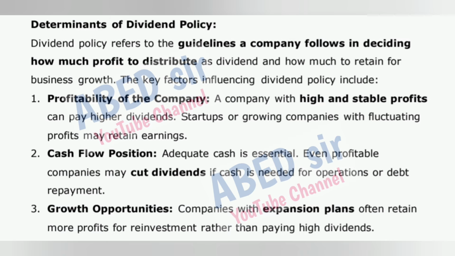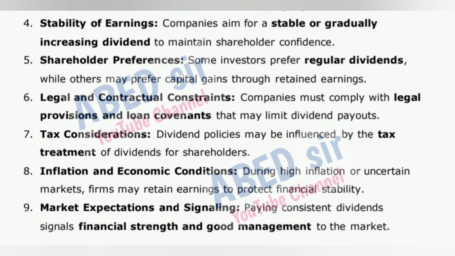3. Growth opportunities. Companies with expansion plans often retain more profits for reinvestment rather than paying high dividends. 4. Stability of earnings. Companies aim for a stable or gradually increasing dividend to maintain shareholder confidence. 5. Shareholder preferences. Some investors prefer regular dividends, while others may prefer capital gains through retained earnings. 6. Legal and contractual constraints. Companies must comply with legal provisions and loan covenants that may limit dividend payouts.